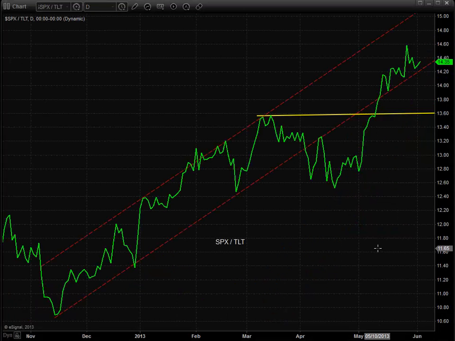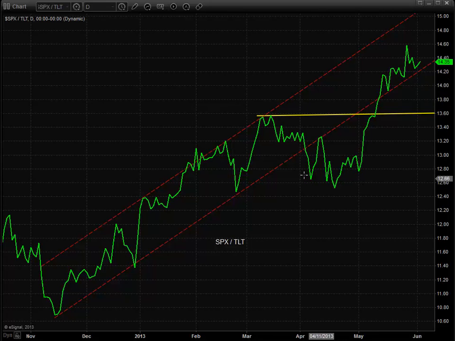One more risk on, risk off measure to take a look at is the S&P TLT cross. This is the ratio of the S&P divided by the TLT. So when this ratio in this chart is on the rise, that means the S&P, or equities if you will, are in favor over the safety of bonds. If we start to see this start to roll to the downside, that means we're starting to take money out of the S&P and starting to bid up bonds.